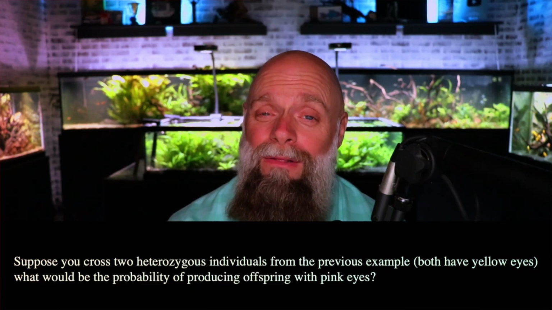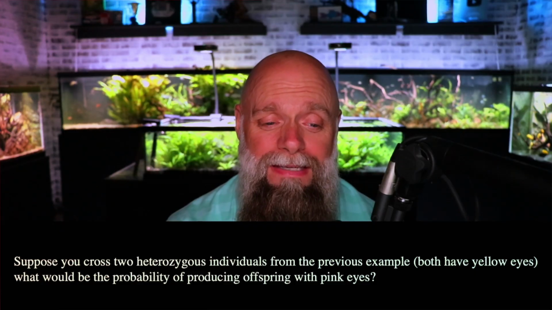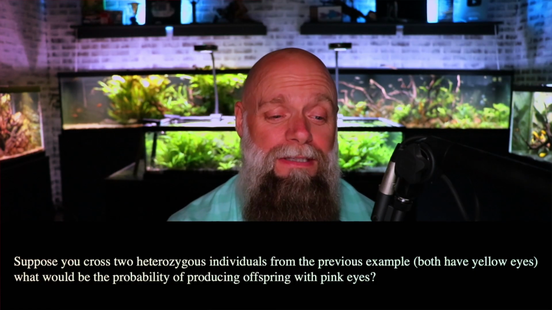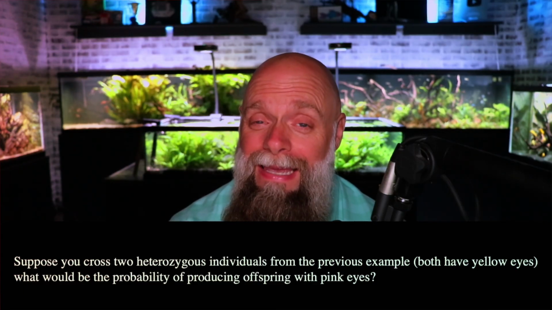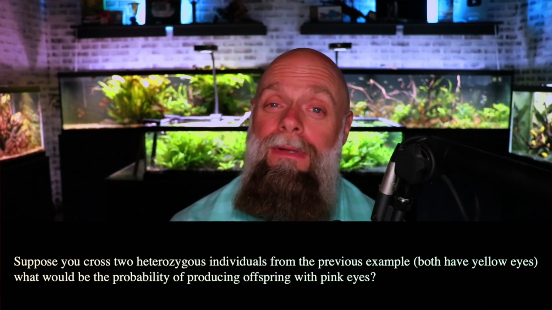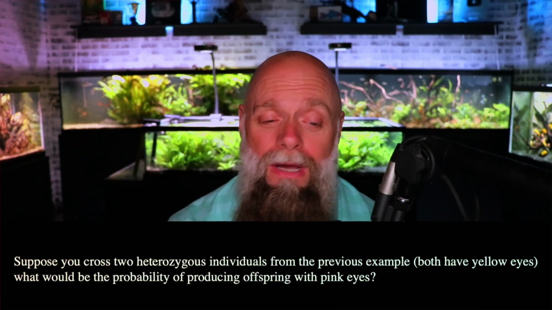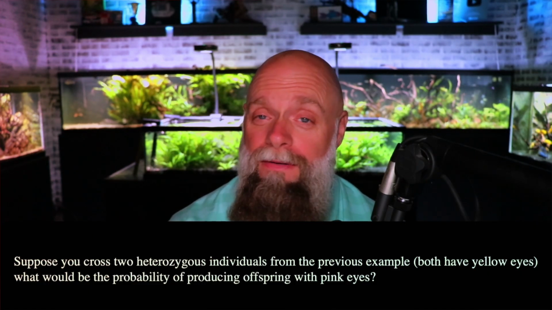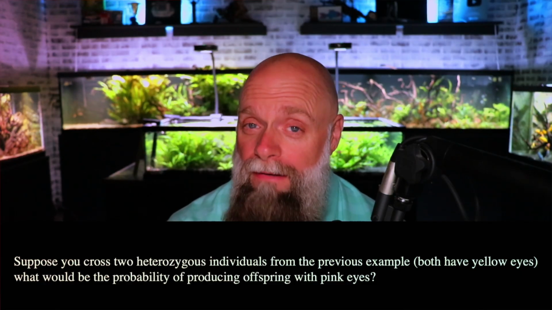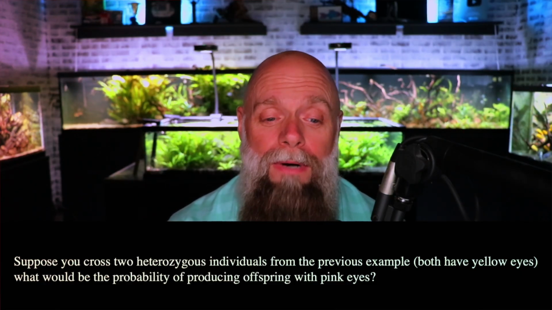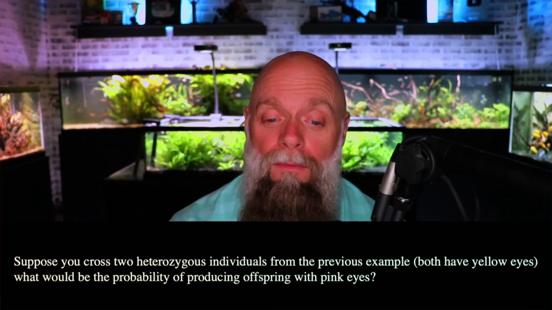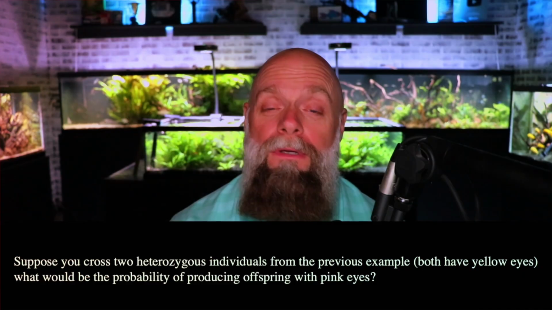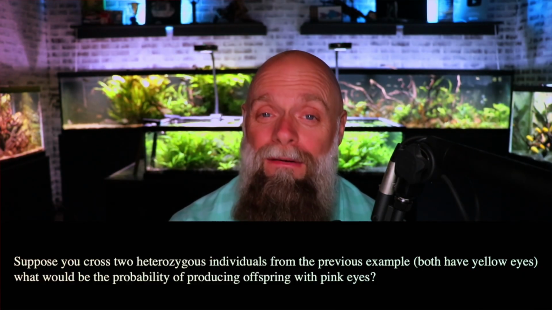Now let's take a look at question number two. Again, this is a monohybrid cross. We're only looking at one characteristic. So again, we're using the same general foundation that we used in the last question, except now, suppose you cross the two heterozygous individuals from the previous example. Both have yellow eyes. What would be the probability of producing offspring with pink eyes? And so in other words, we need to look at what is the probability of producing that pink eye phenotype.